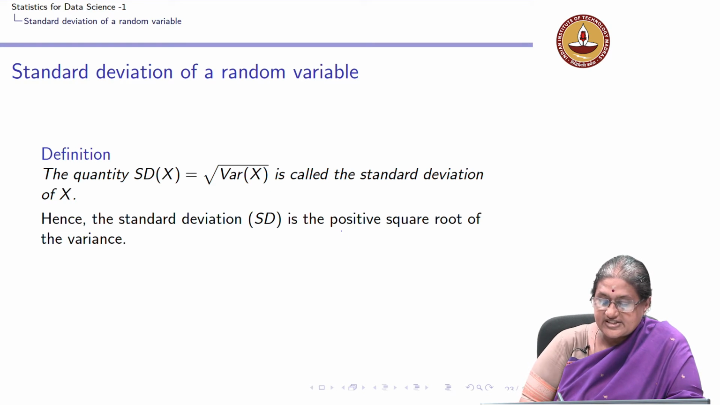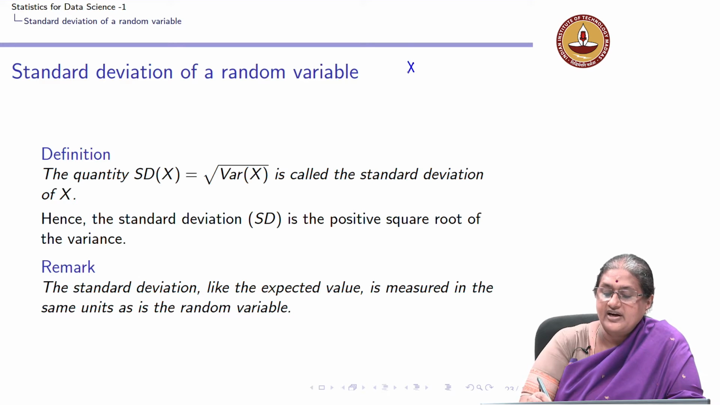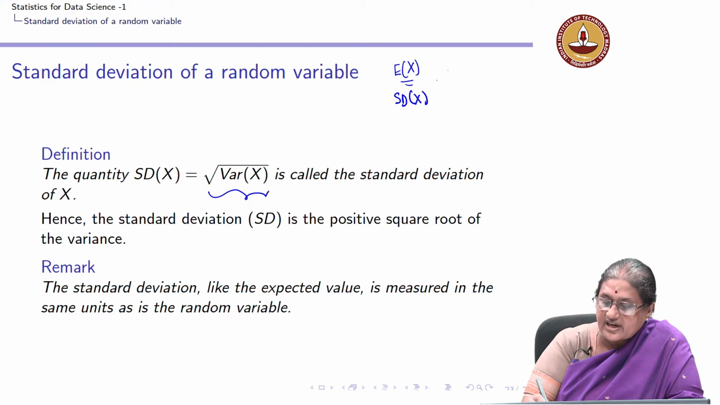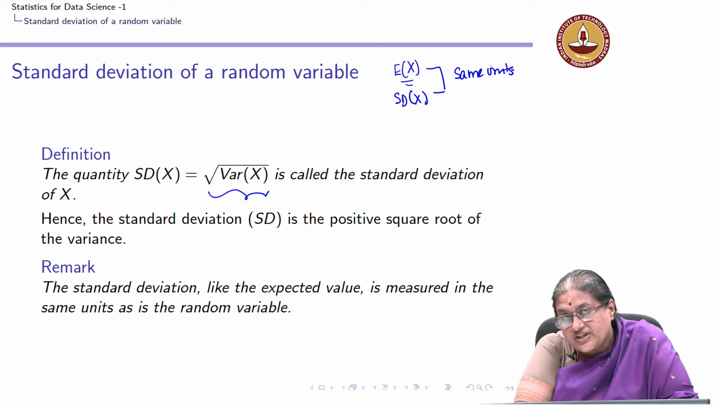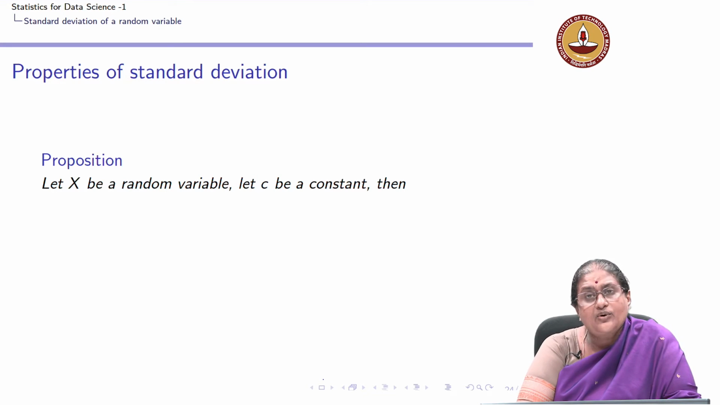In other words, it is just the positive square root of the variance. Now, like the expected value, if I have a random variable, the expected value would take some units, and since the standard deviation is the square root of the variance of x, the standard deviation of the random variable and the expected value have the same units, or they are measured in the same units. Now, let's again look at properties of the standard deviation.